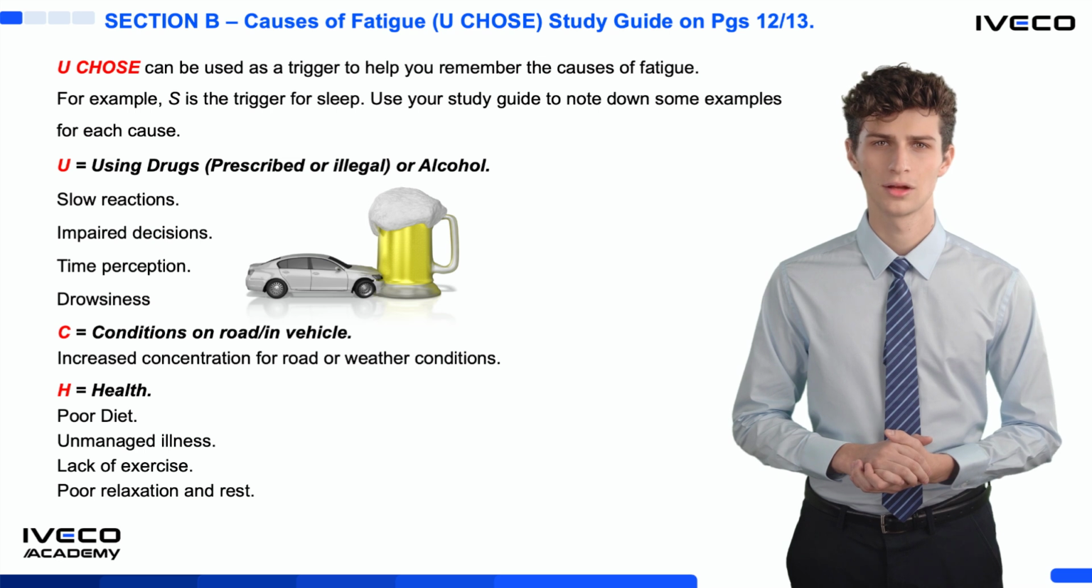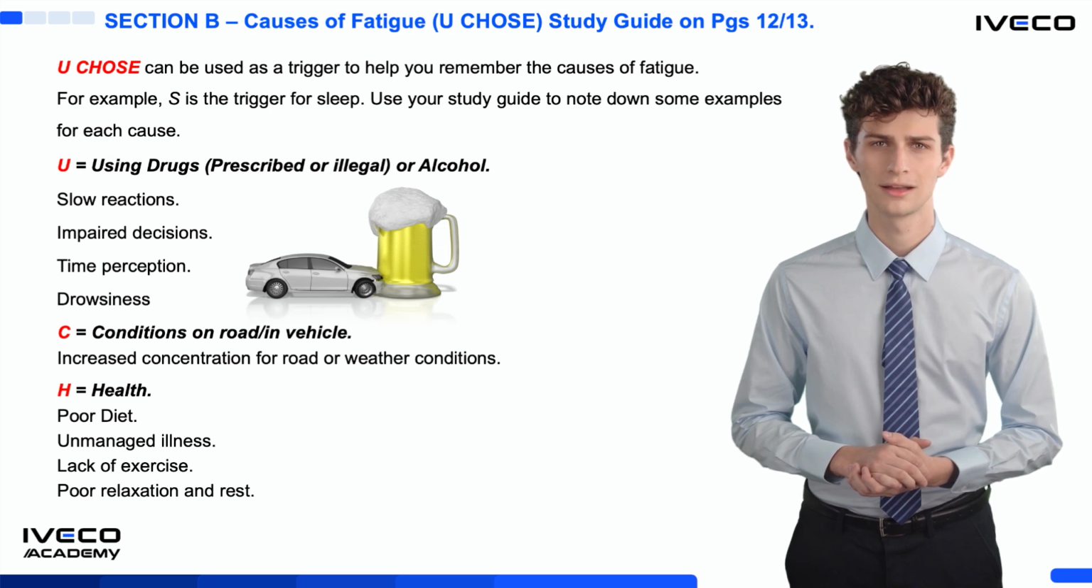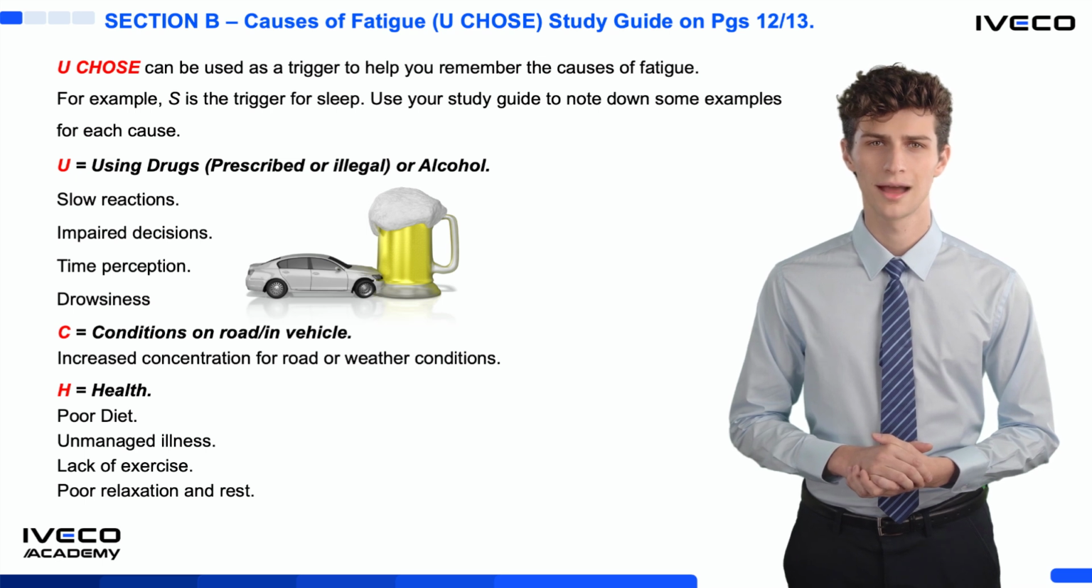U stands for using drugs, prescribed or illegal, or alcohol. This can result in slow reactions, impaired decisions, time perception, and drowsiness. C stands for conditions on the road and in the vehicle.